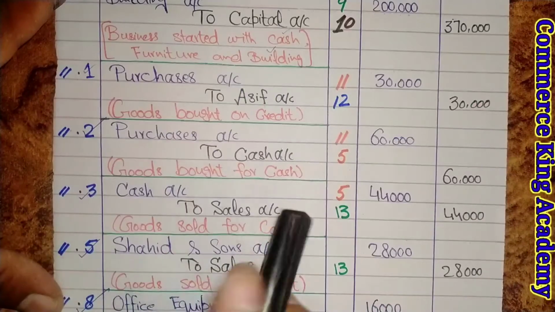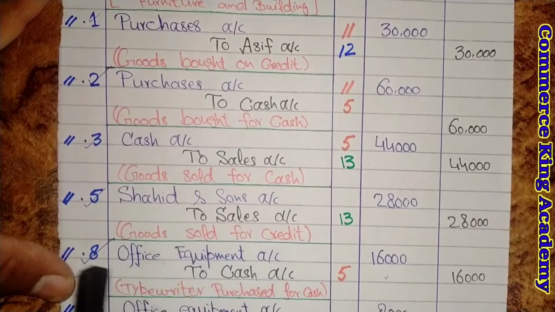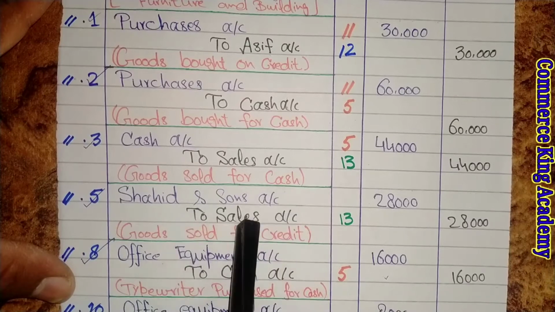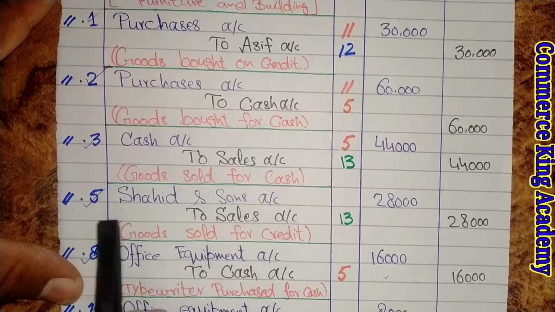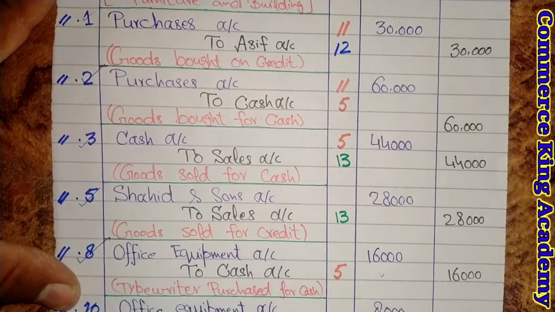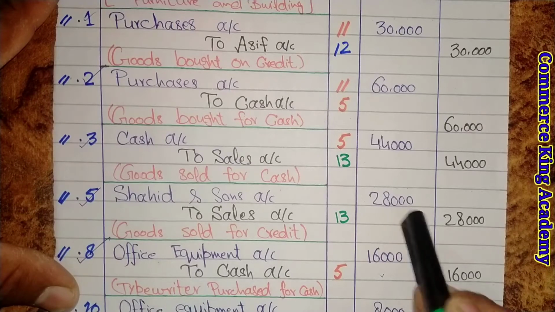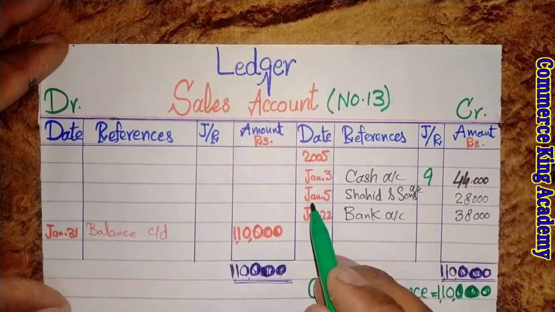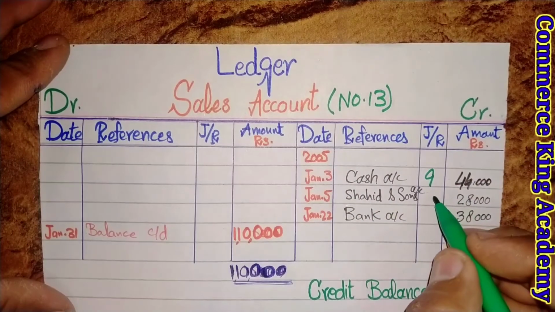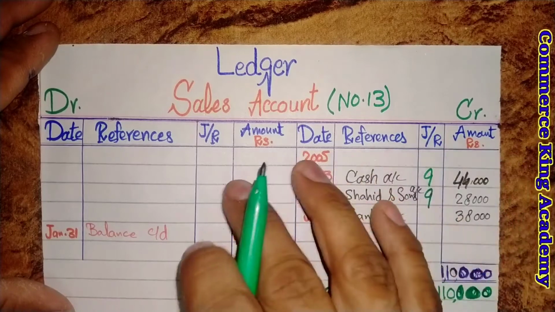After finding the sales account on Jan 3rd, we find the next one on Jan 5th. Right now Shahid and Sons account is debited and sales account is credited, so the sales account is credited by Shahid and Sons account. The ledger folio number is the same, 13, amounting to 28,000 rupees, with journal reference number 9. The entry has been completed here.